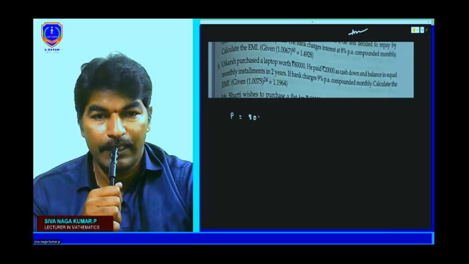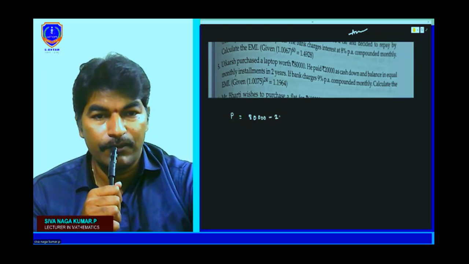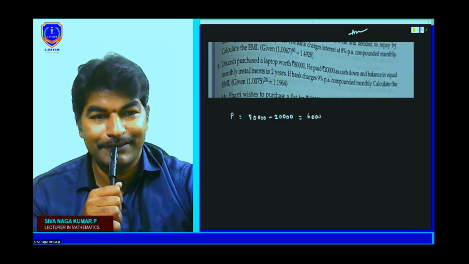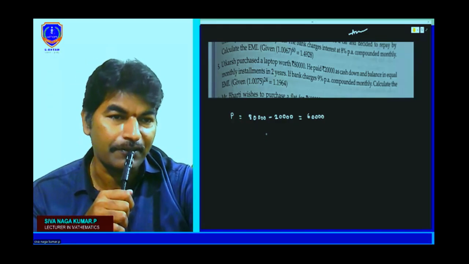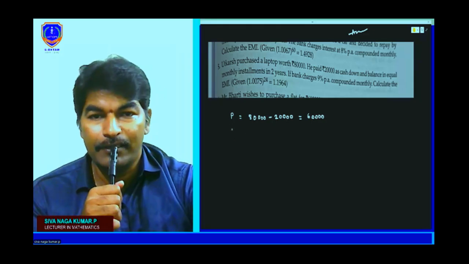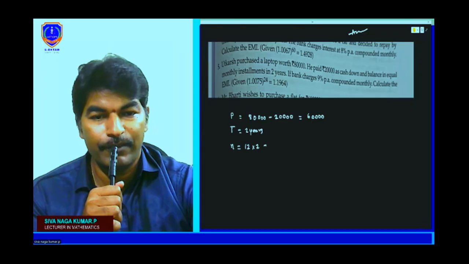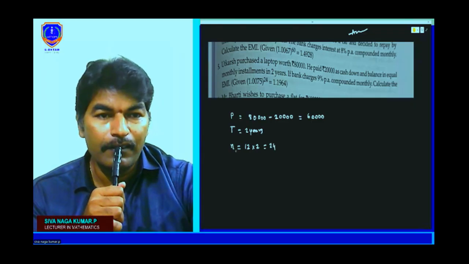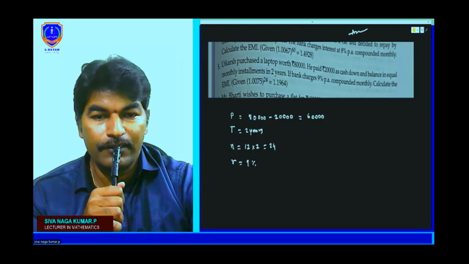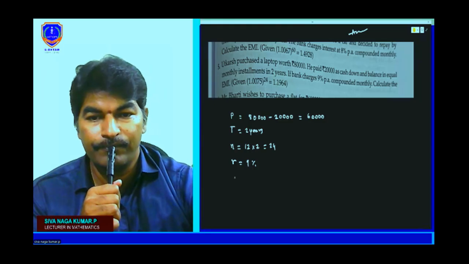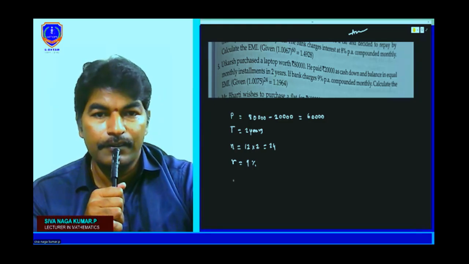So 80,000 minus 20,000. How much will the loan amount be? 60,000. The loan amount will be 60,000. And balance equal monthly installments, for 2 years. 2 years means how many payments? 12 into 2, 24 payments. And the rate of interest is very high, 9% compounded monthly. The given rate is a positive value, so you can take it directly, right?